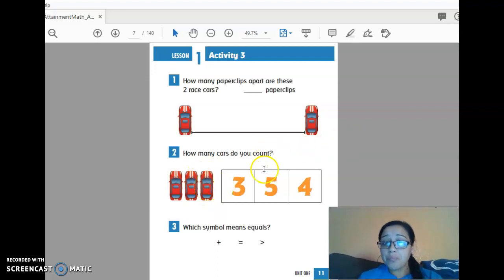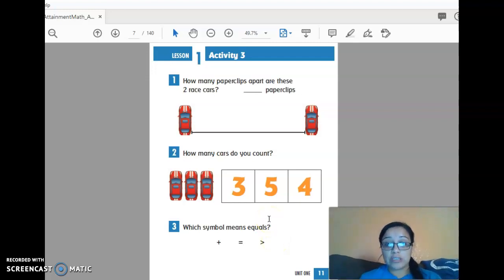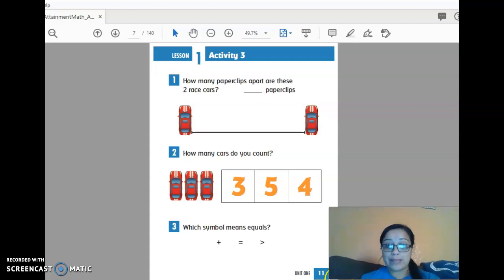So I want you to circle number 3. We have 3 numbers here: number 3, number 5, and number 4. Find number 3. Which symbol means equal? Remember, we already reviewed it in the last worksheet. Equal means the same. Circle your best answer.